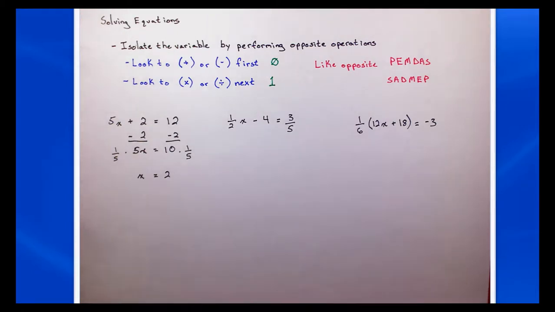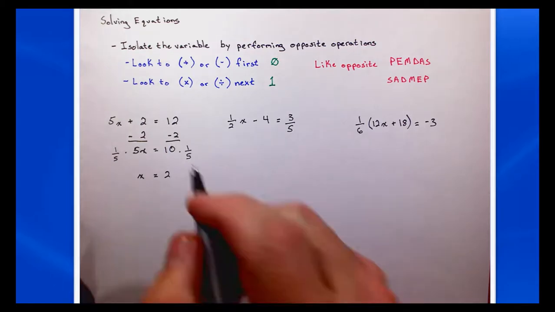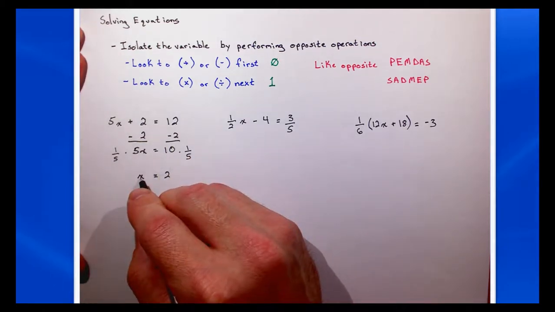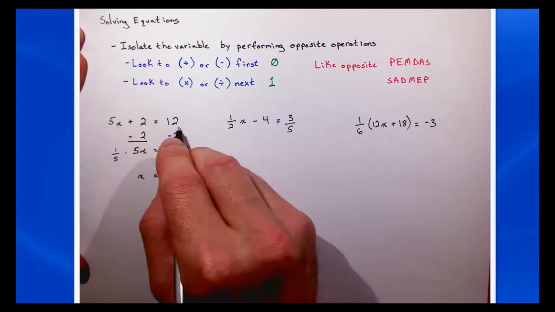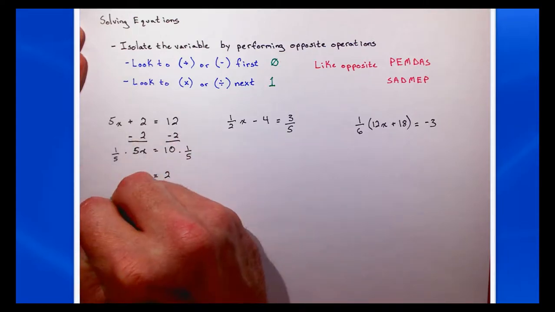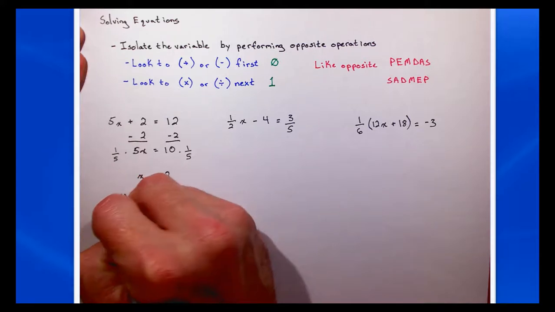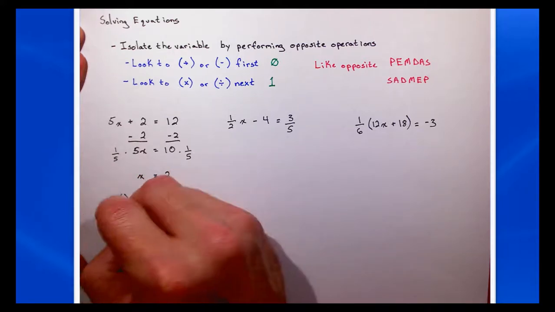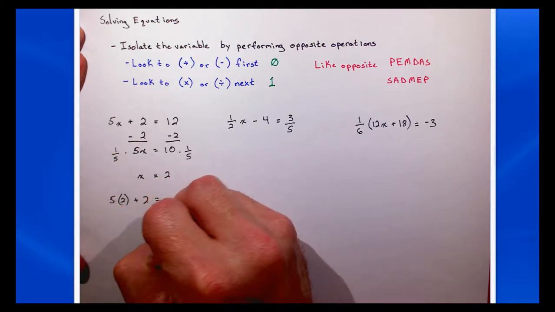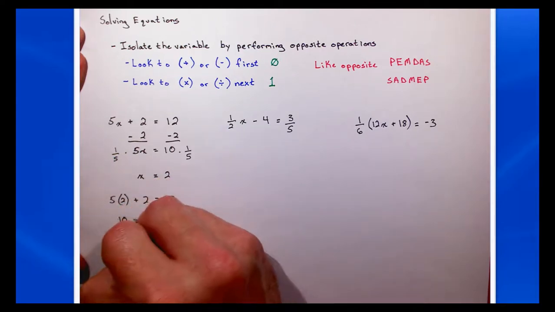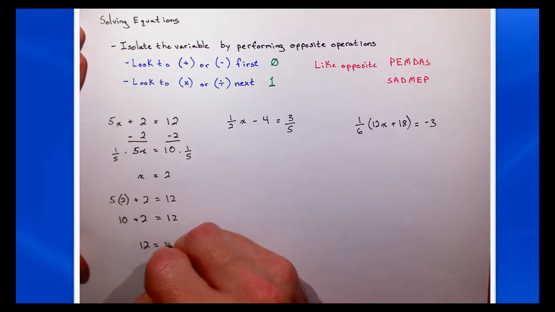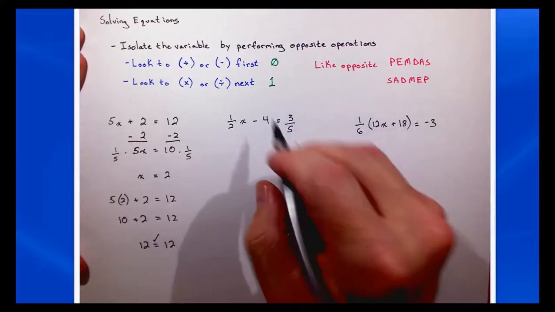And do you remember from working with equations, what you can always do is plug in your answer. You can evaluate for x equals 2 into your original equation. So 5 times, and I replace x with the value of 2 because that's what I'm saying, x is 2. Plus 2 should equal 12. So that is 10 plus 2 equals 12. 12 equals 12. That is correct. Let's look at the next one.